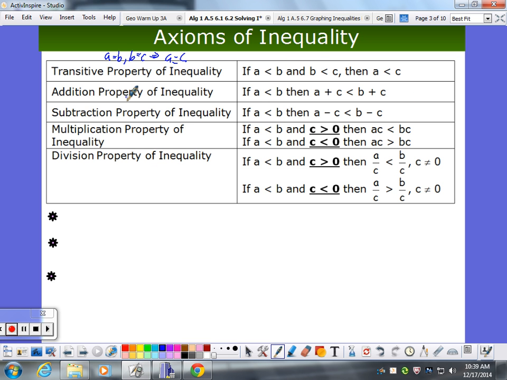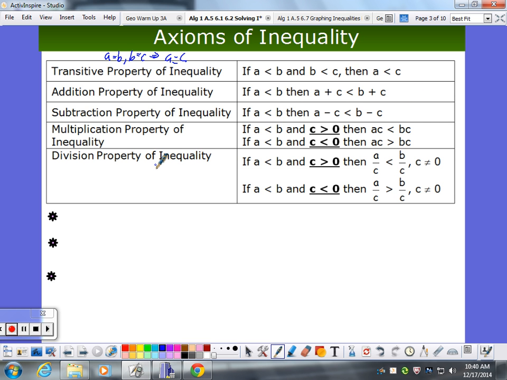Addition property of inequality. Well, the addition property of equality was if you add the same thing to equals, it's still equal. Well, this says if you add the same thing to an inequality, it's still that same inequality relationship. So if A is less than B, and you add C to both sides, C would be the same number, then it's still that same inequality. And we have the subtraction property. You can subtract the same thing from an inequality, it's still the same inequality.